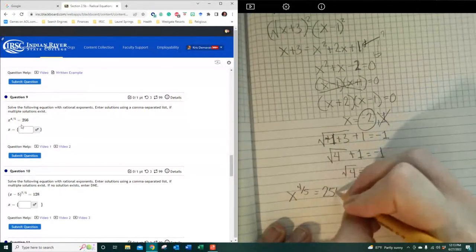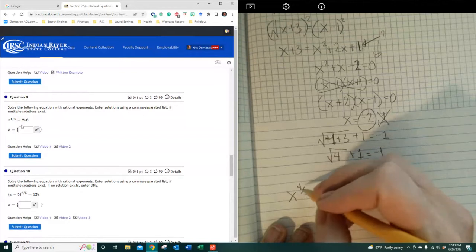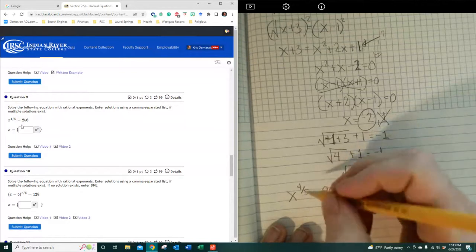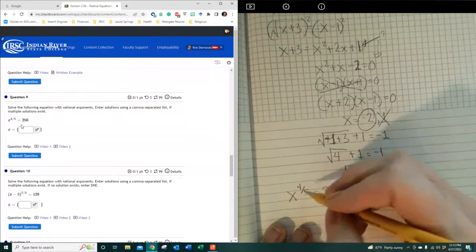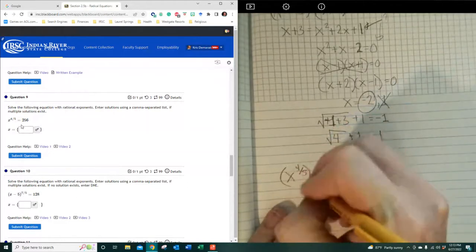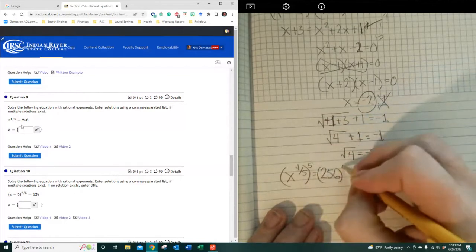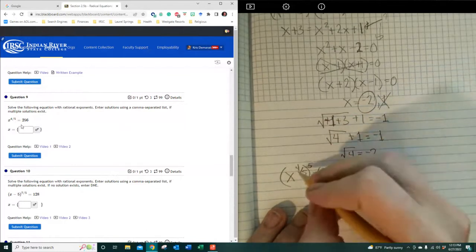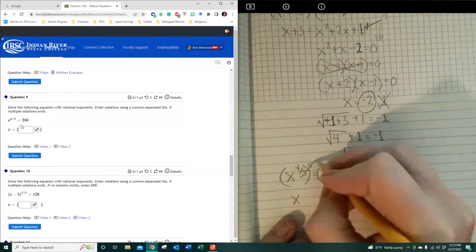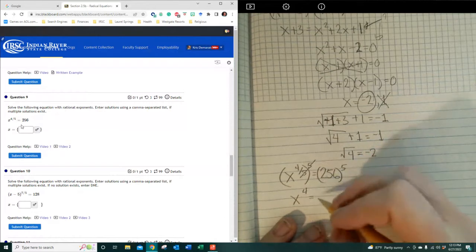Now the way to get rid of a power that has a rational exponent, in other words, a fraction, there's a couple ways you can do it, but I would say go ahead and raise everything to the denominator. Once you have that, this will knock this out and leaves you with x to the 4th power, and then you have 256.